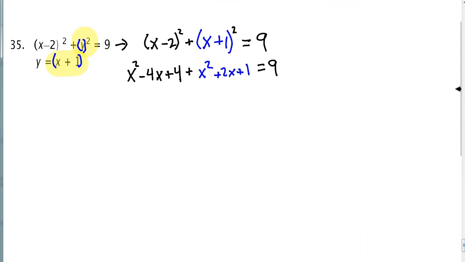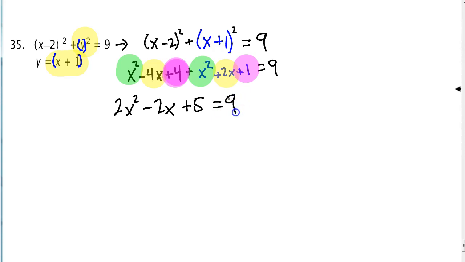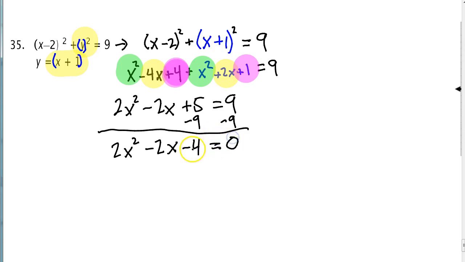All right, and let's go ahead and combine like terms. So we'll have 2x squared, right? We'll have negative 2x, and then we'll have plus 5. So 2x squared minus 2x plus 5 equals 9. And then lastly, we want this equal to 0, so let's actually subtract that 9 on both sides. So we have 2x squared minus 2x minus 4 equals 0.